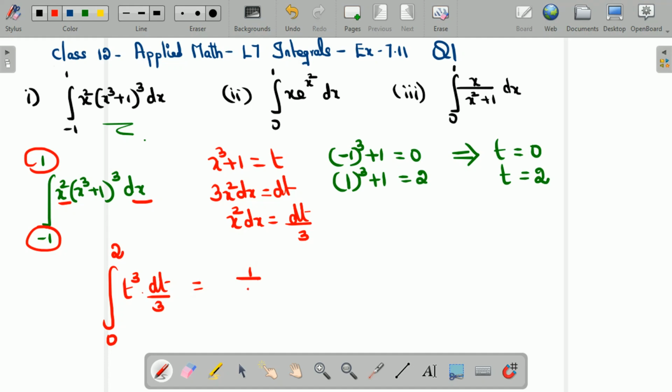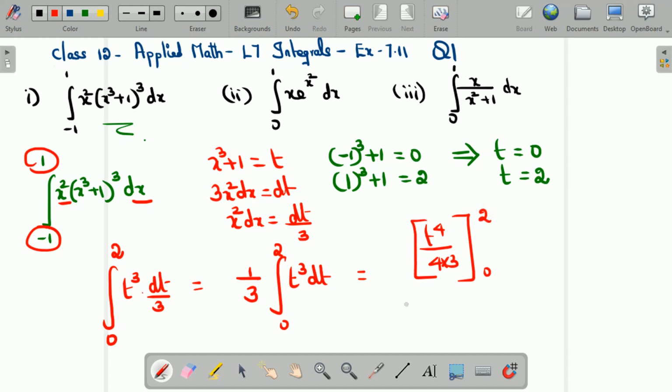So let's take the 1 by 3 outside. So this is integral of t cube dt between the limits 0 to 2. When you normally integrate, this is t power 4 by 4 into 1 by 3, with the limits 0 to 2. So I am taking the 1 by 12 outside. So this is going to be 2 power 4 minus 0. 2 power 4 is 16, so 16 by 12. When you simplify, it is going to be equal to 4 by 3.